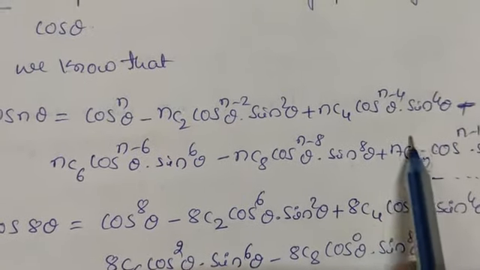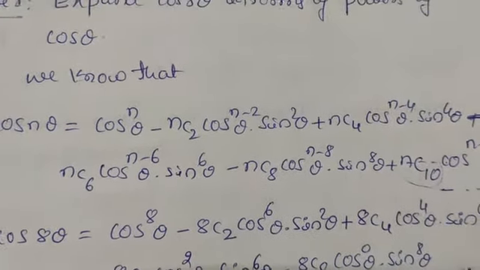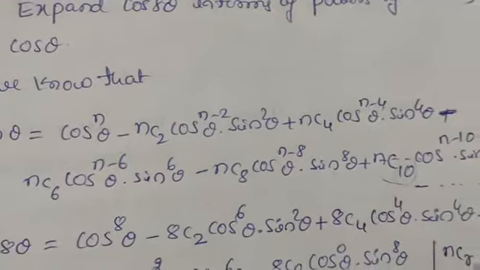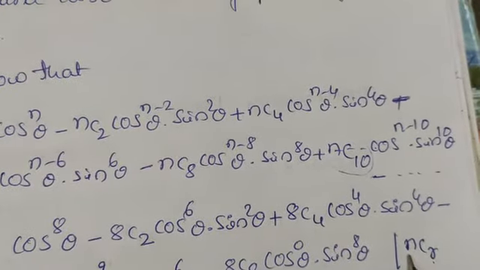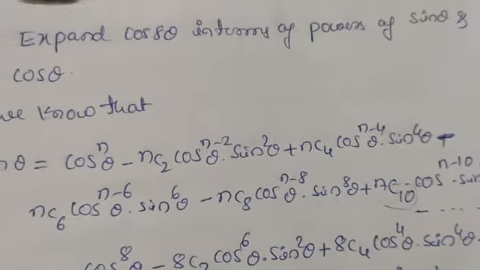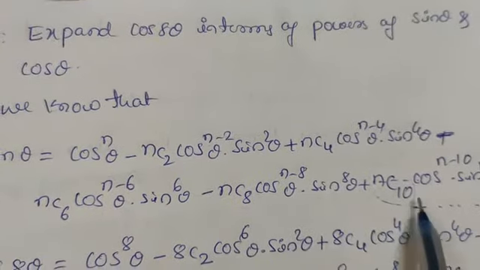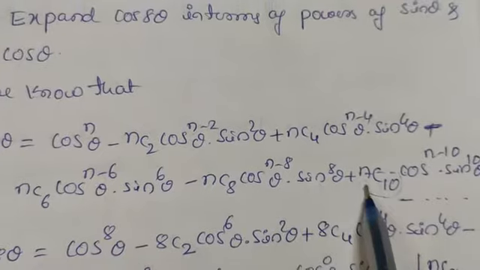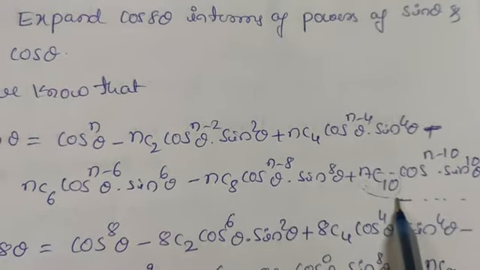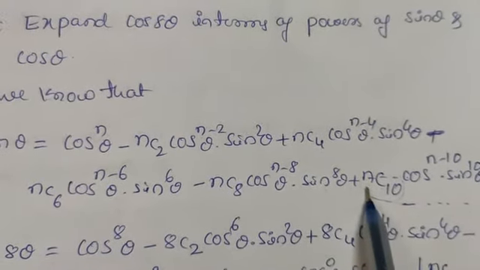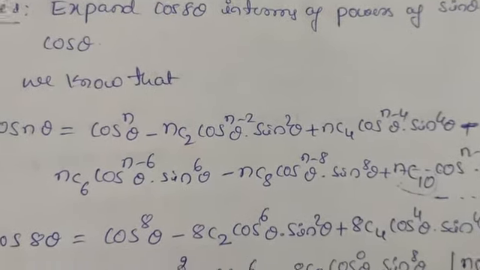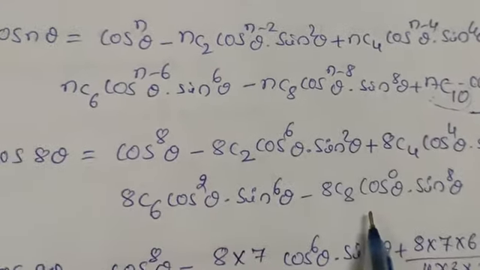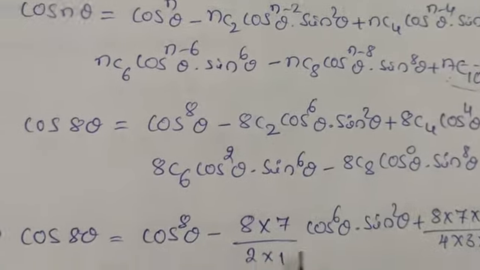So 8c10 is not possible because here we know NCR means selection of R elements from n elements. So here 8c10 means we have only 8 elements. We cannot make the combination of 10 elements from 8 elements. So therefore you have to stop here only. So we cannot write the next terms. So this is the trick where we have to stop this expansion.